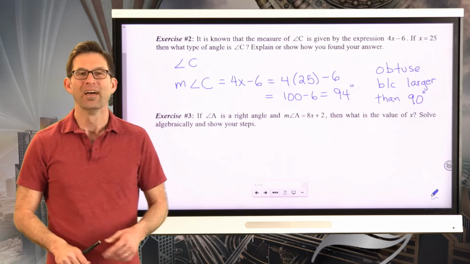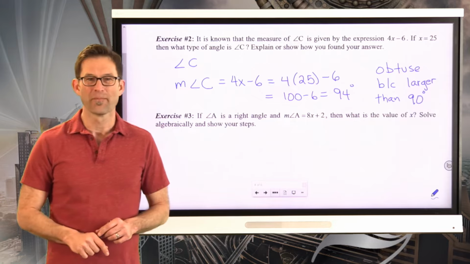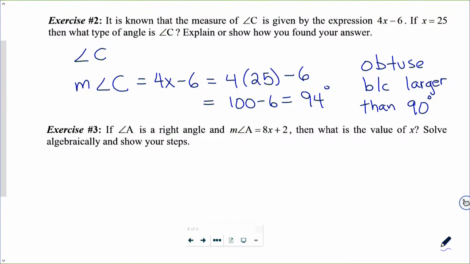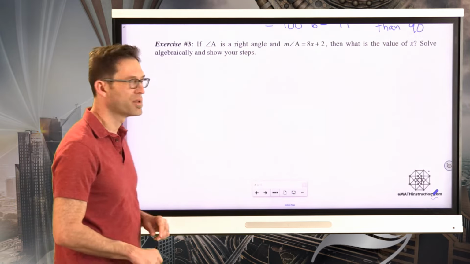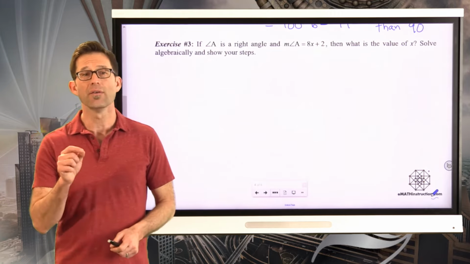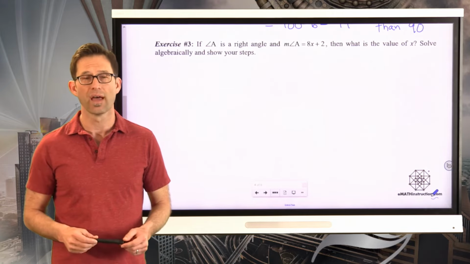All right. Now, let's take a look at exercise number 3. If angle A is a right angle, and the measure of angle A equals 8x plus 2, then what is the value of x? Solve algebraically and show your steps. All right, awesome. Well, I'd like you to pause the video right now and see if you can figure out the answer to exercise number 3.